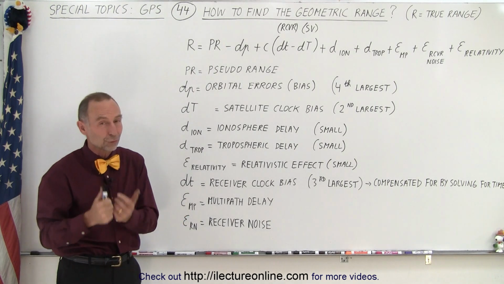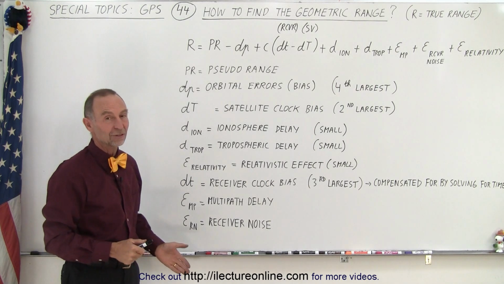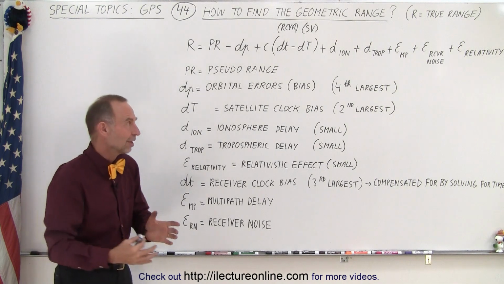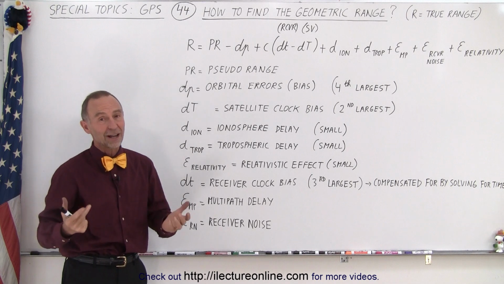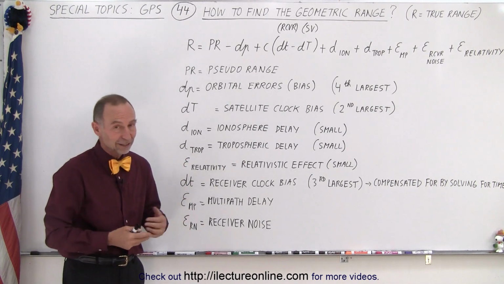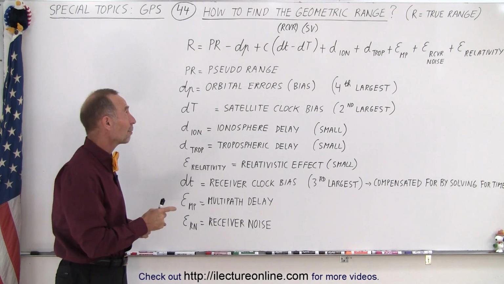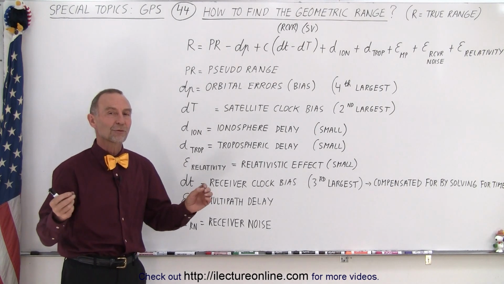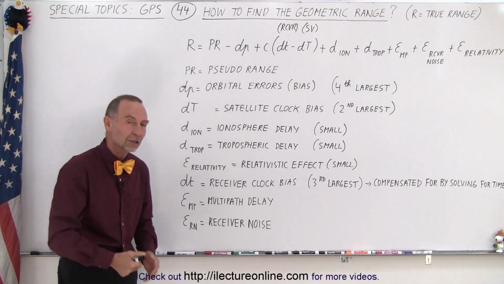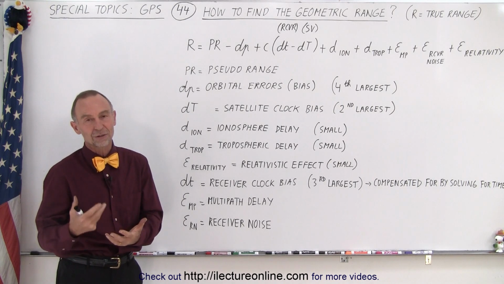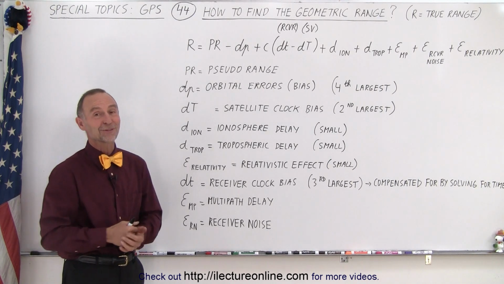So you can see that to get the true geometric range from a satellite to a receiver, there are a lot of additional calculations that need to be done in the software to compensate for all these various aspects where we can be off by just a little bit, and over time, all together, they add up to relatively large errors if we were not compensating for them. So that is how we find the true geometric range. After we find the pseudo-range, we do the 4 satellite calculation, and then we adjust for all the other factors that may offset the true distance between the satellite and the receiver. And that is how it's done.